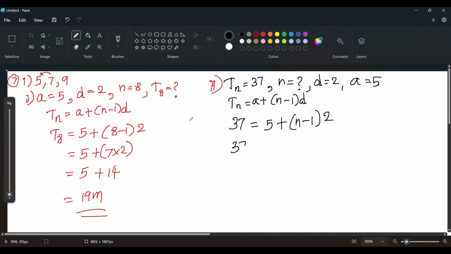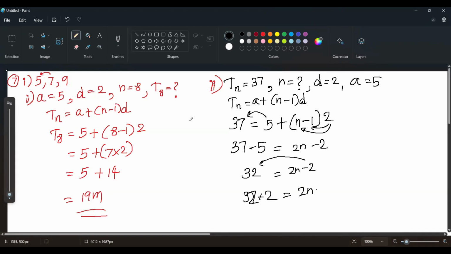You can take the 5 to the other side, and it becomes minus 5. Now 2 times n is 2n, and 2 times minus 1 is minus 2. 37 minus 5 is 32, which equals 2n minus 2. The minus 2 goes to the other side, so 32 plus 2 equals 2n. So 2n equals 34. Divide both sides by 2, and n equals 17. So actually, so what?